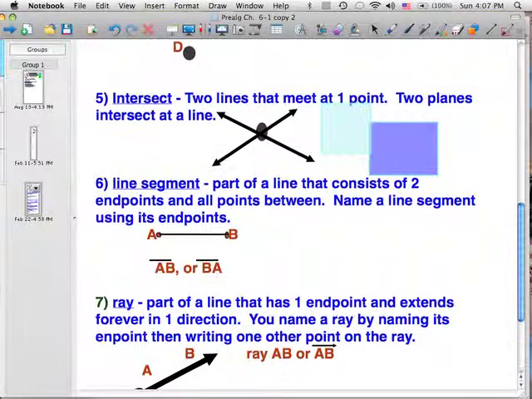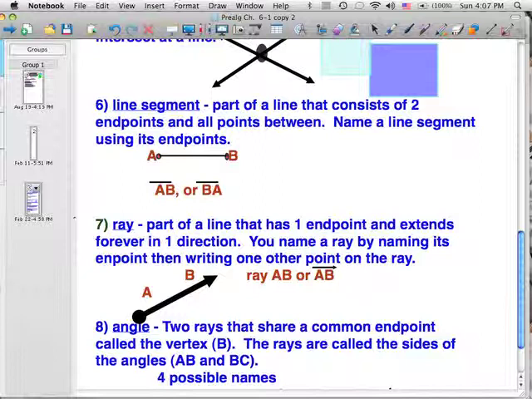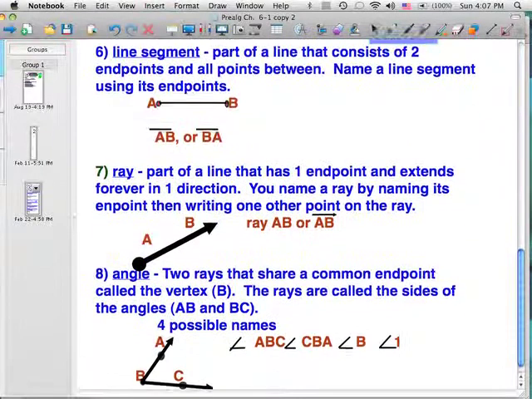A ray is another part of a line. It has 1 endpoint, but it extends forever in the other direction. And we name a ray by naming its endpoint first and then writing 1 other point on the ray. So there's point B on here, this would be ray AB. And the symbol for a ray that we can use instead of the word ray is a bar with an arrow at the right. Even though it might not go that way, that's how we write it. And we always name a ray starting with its endpoint.